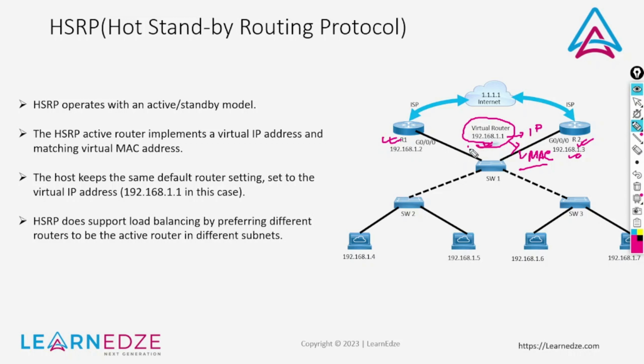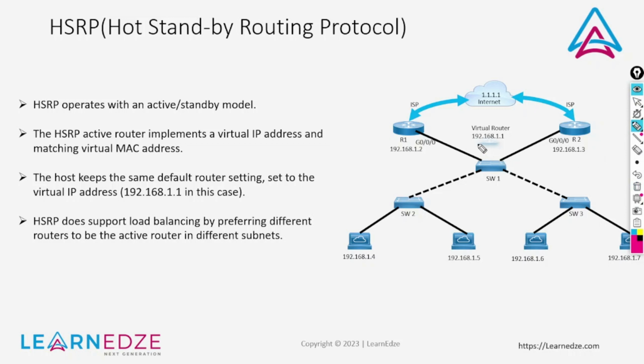So by using this virtual IP address and virtual MAC address, we can add the redundancy link into the gateway. HSRP mainly operates in active and standby mode. Let's say this interface is in active mode and this is in standby mode. Whenever the active fails, automatically through the virtual router IP address and virtual MAC address, the connection will shift to the standby. So whenever the active fails, standby will become active and the host can communicate through it.